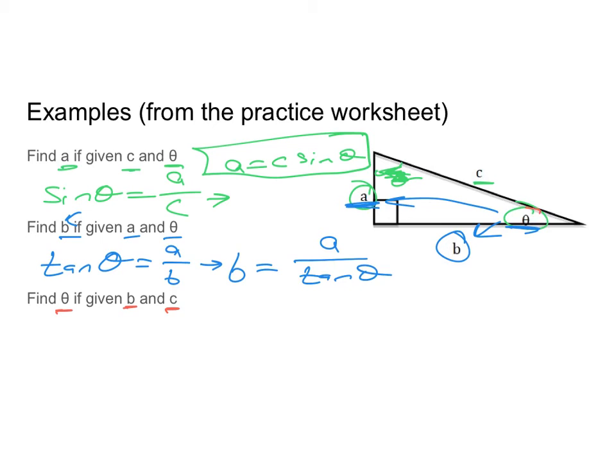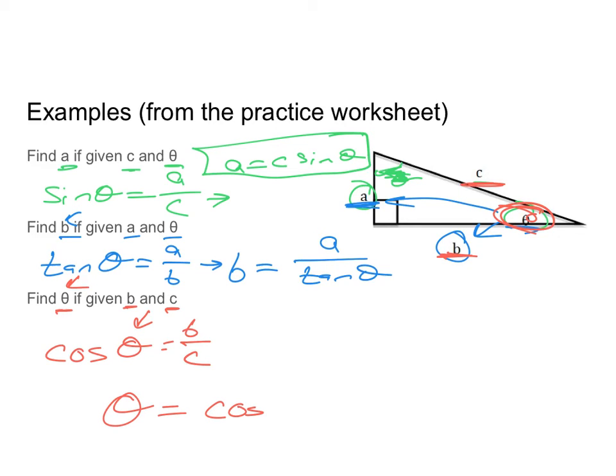And then finally, our last little example here, find theta if given B and C. So here's theta. Theta is what I'm looking for if given B and C. Well, B is adjacent, C is hypotenuse, so I'm going to use cosine of theta equals adjacent B over hypotenuse C. And I'm looking for theta, so the way I get it by itself is by taking the inverse cosine. So theta is going to equal the inverse cosine of B over C. And that's it. That's all there is to it.